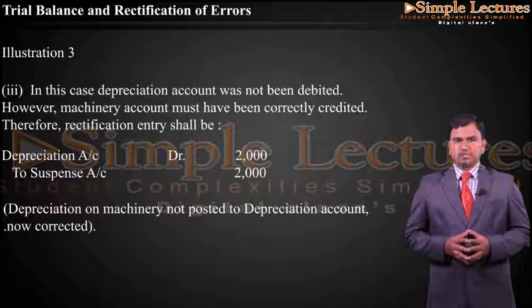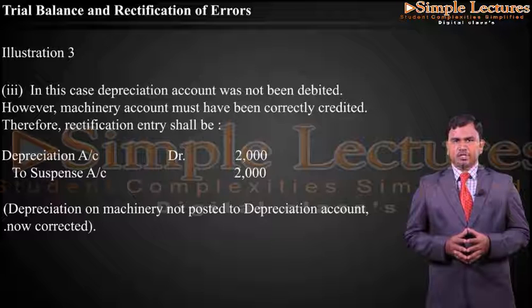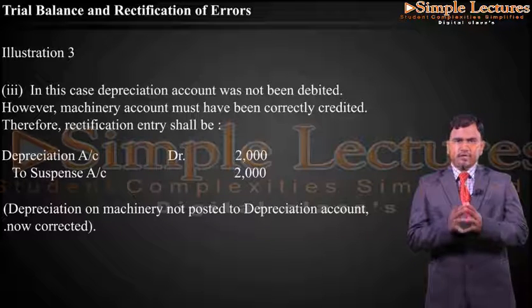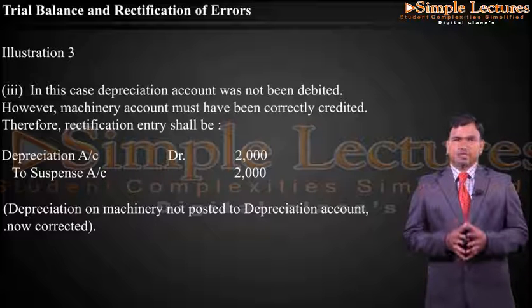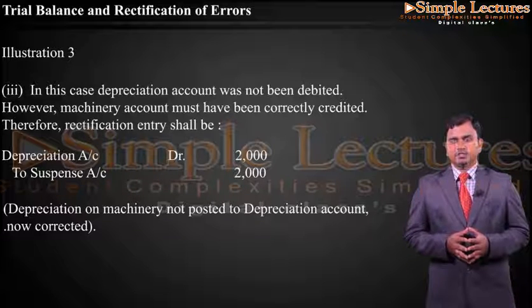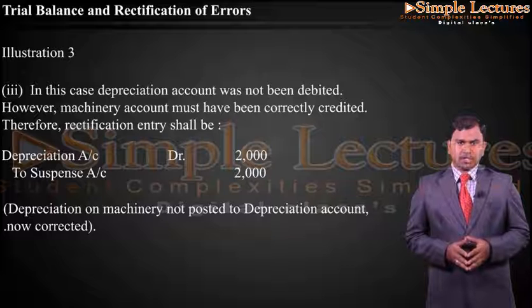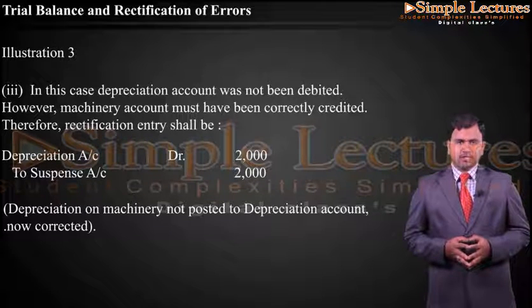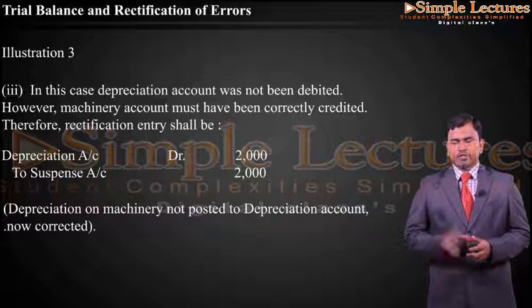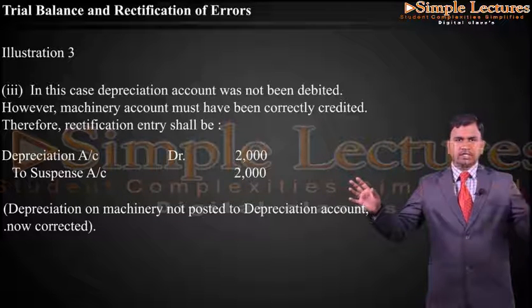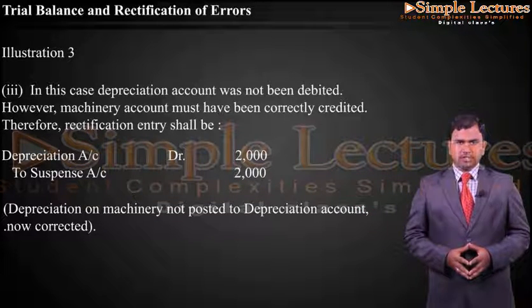Let us take the illustration where we have depreciation written off on machinery of rupees 2000. In this particular entry, the entry was not posted in case 1, in the second case the entry was not posted to the machinery account, and in the third case it was not posted to the depreciation account. So now let us see what journal entries we are going to pass in each of these cases.